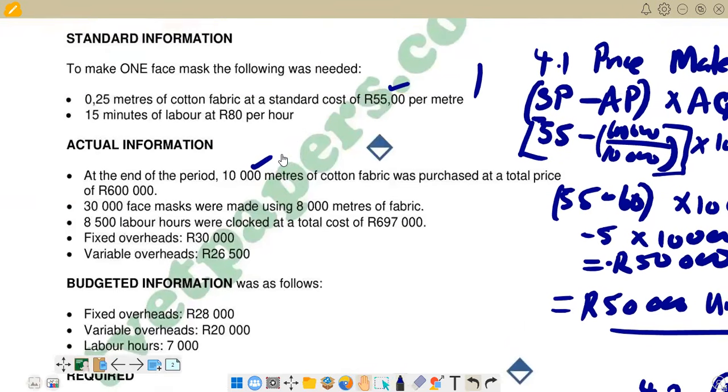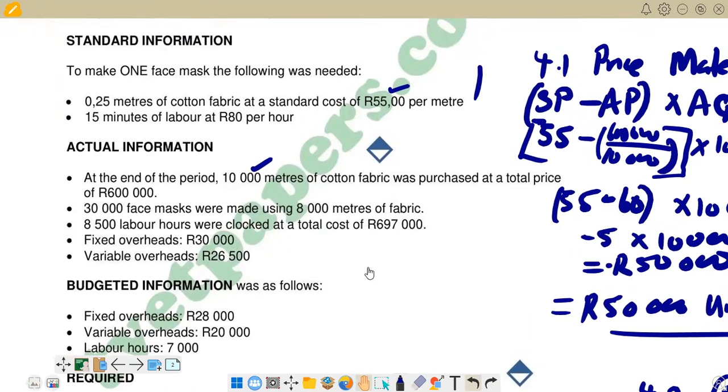So if you come here, you'd see that our standard rate is given here because there is 15 minutes of labor at 80 rand per hour. So this is our rate, 80. This is going to be our standard rate. Then our actual rate, we get it here under actual information. On the third point it says 8,500 labor hours were clocked at a total cost of 697,000. So to get the rate per hour, we are going to divide 697,000 by 8,500.